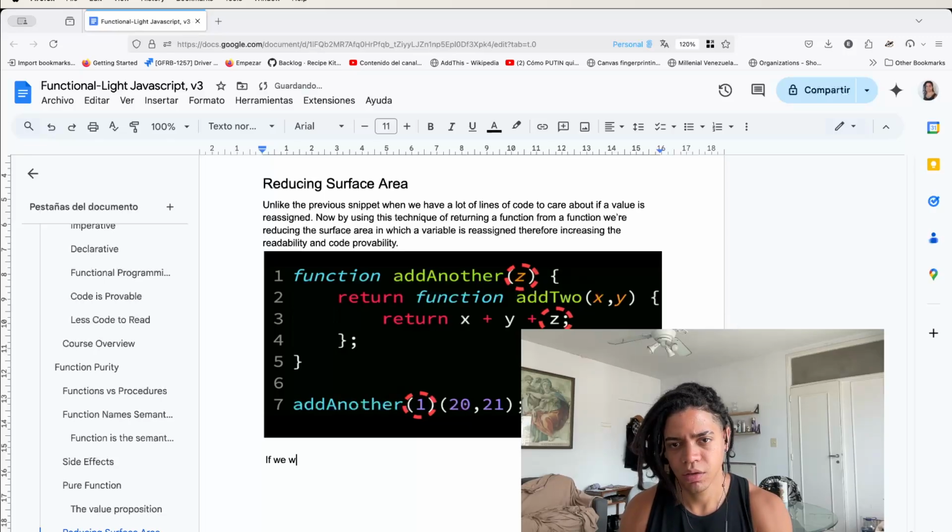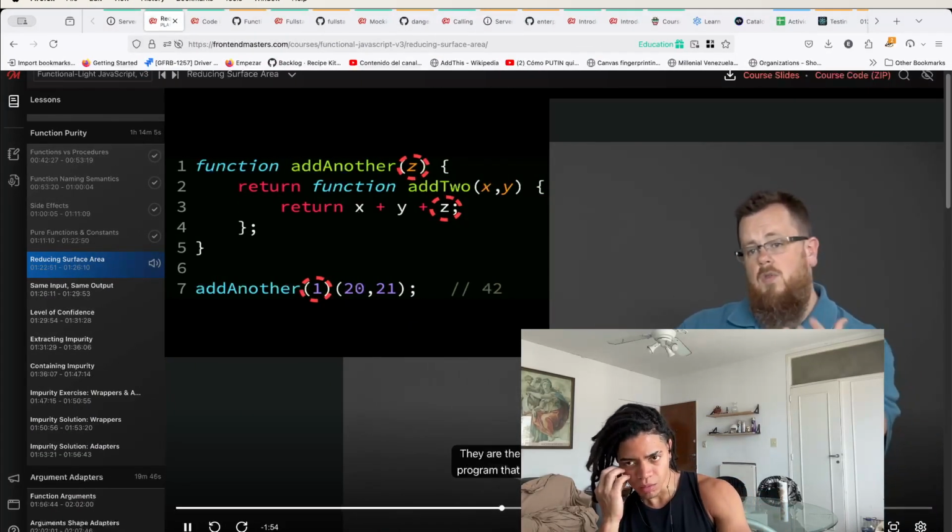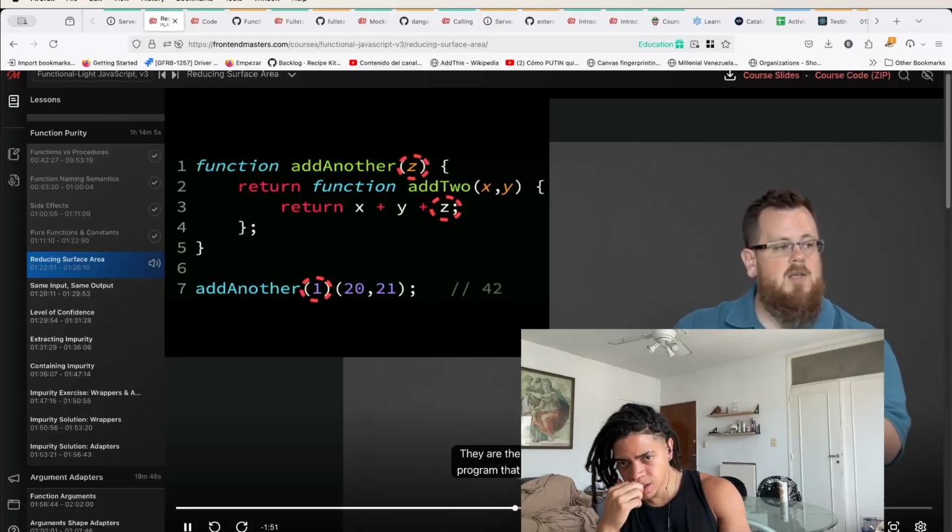If we want to check if Z is a constant, there are only two lines that we can inspect. So line 1 and 2 and a half. They are the only two lines in the entire program that could possibly reassign Z.